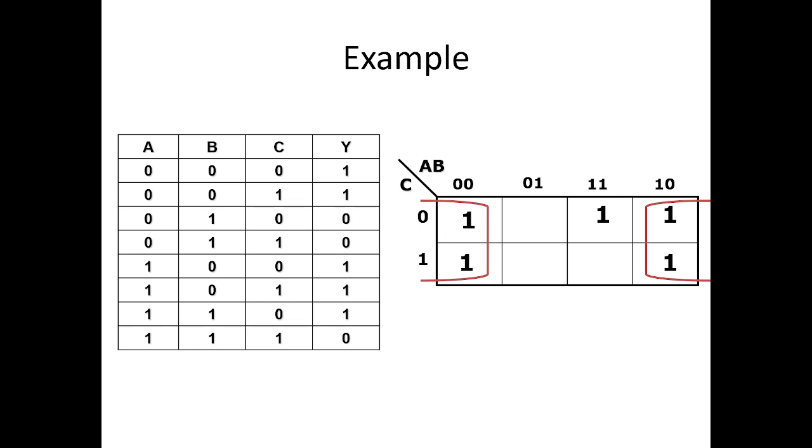Here we have 5 ones, so an octet is not possible, so we can try for a quad. In the quad we have the adjacent cells. So the first combination is the quad. The value for this quad combination is B bar. Next we can try the pair with 1 cell. So the pair combination value is A C bar. So the answer for this example is Y equals B bar plus A C bar.